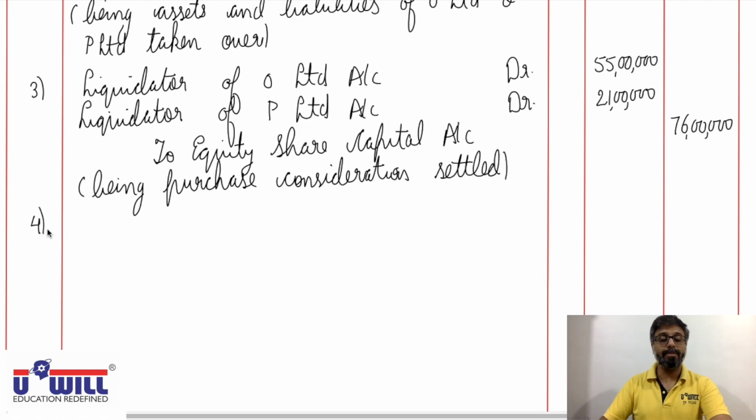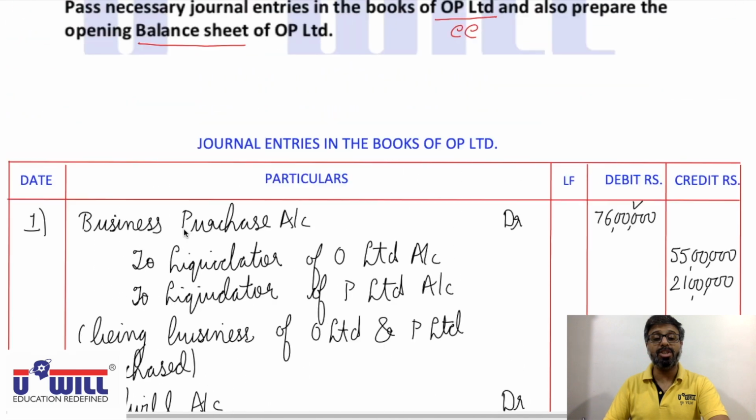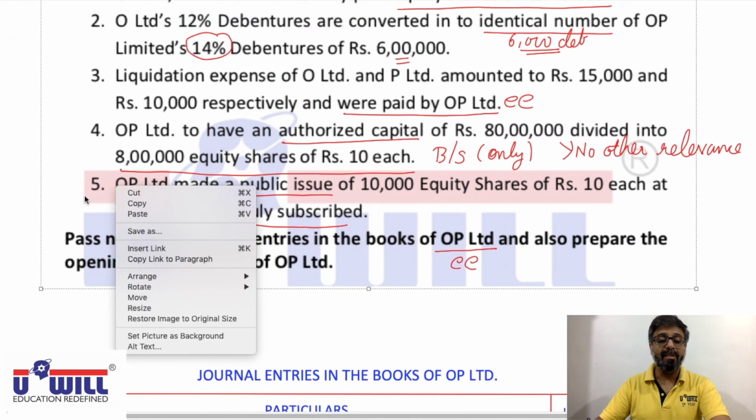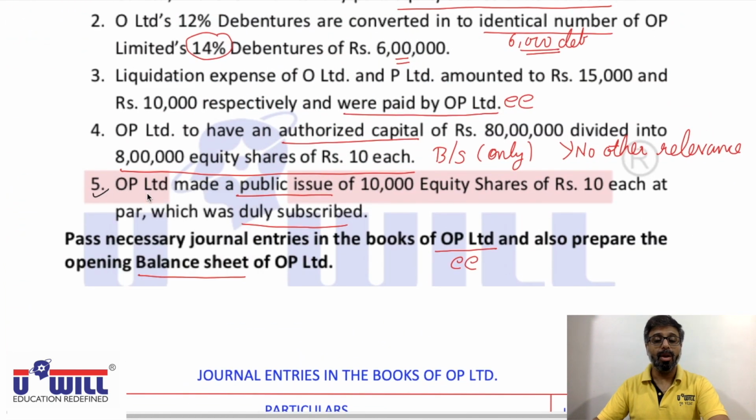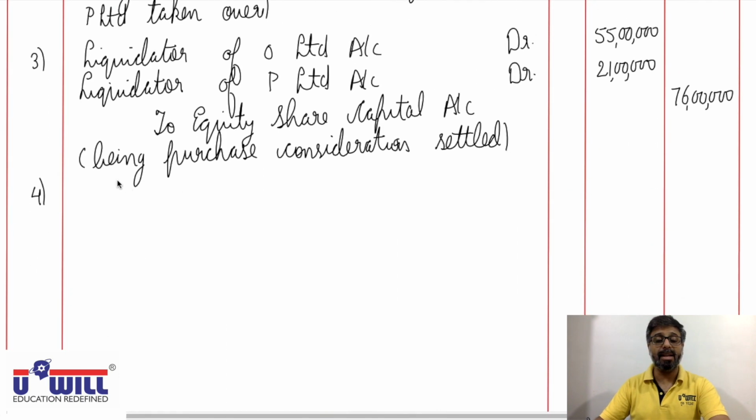Now fourth entry. Now if you all again remember, we discussed that first three entries will be there in all the questions. Entries 4 to 7 we have to pass only if specific information is given in the question. In that fourth entry was issue of shares in the public. Fifth adjustment we have that OP Limited made a public issue of 10,000 equity shares of 10 each at par, which was duly subscribed. For that, two entries will come.